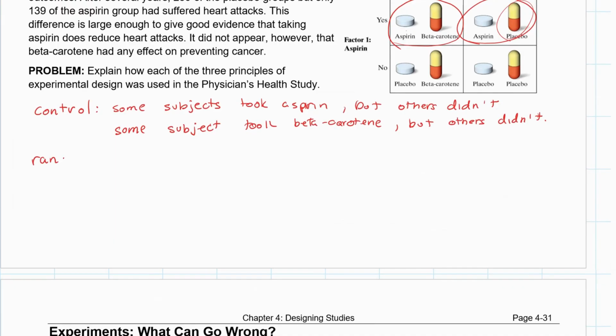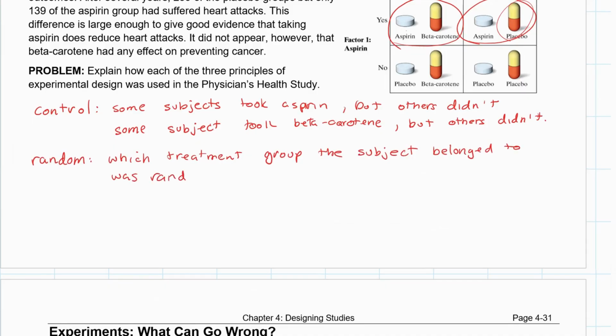Okay, random. Which treatment group the subject belonged to was randomly assigned, making each group roughly equivalent.